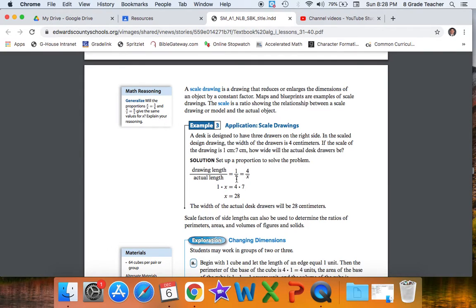Cross multiply divide. 7 times 4 is 28, divided by 1 is 28. So your value of the actual desk drawer is going to be 28 centimeters wide.